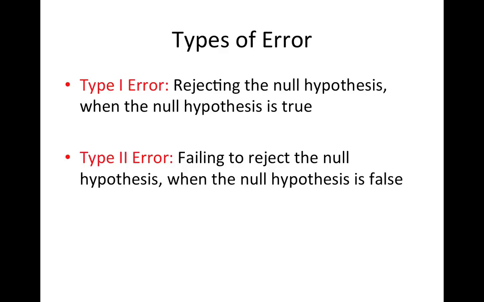A type 2 error, by definition, is when the null hypothesis is false. There actually is something going on in the population, but you failed to pick it up. You failed to notice that. You don't have enough evidence to reject the null hypothesis when you should have.